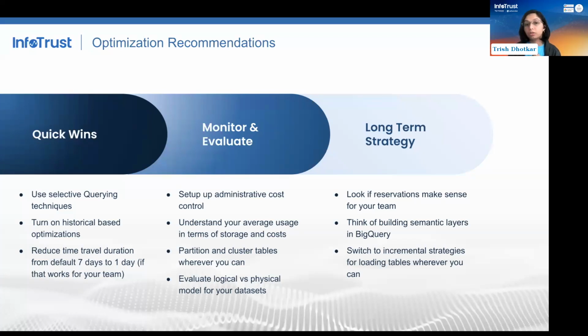And then also switching to reservations. If flat rate pricing is great, you can do it on different levels. You can maybe commit on a monthly level, yearly as well, if that is feasible. You can contact Google and see what makes more sense for your team. And then definitely switching to incremental strategies while loading tables. So these are the things that you could do in terms of optimizing your BigQuery.